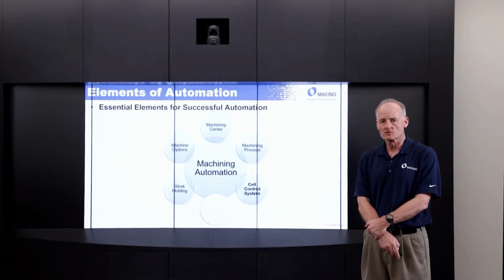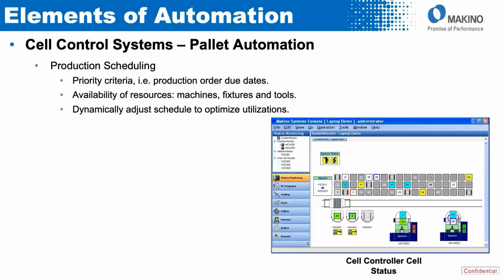So let's talk about cell control systems. This is the heart of the automation. This is the brains as far as what makes the automation work. I'm going to divide this into two basic areas: pallet automation and part automation. And with pallet automation, the scheduling of the production through your cell is very important.